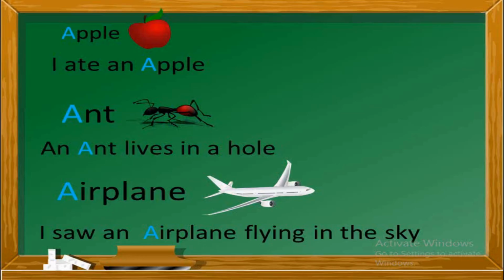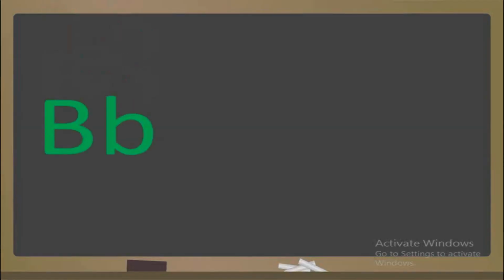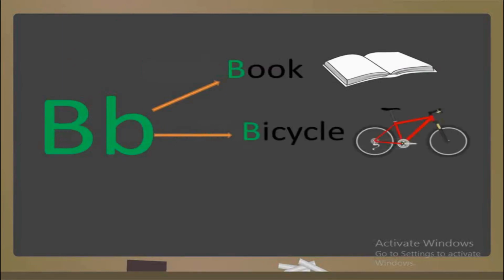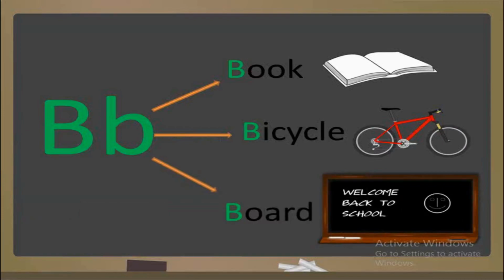Now let's go and see the B. B for book, B for bicycle, and B for board. Once again, B for book, and we write it as B-O-O-K, and B for bicycle, we write it as B-I-C-Y-C-L-E, and B for board, B-O-A-R-D.